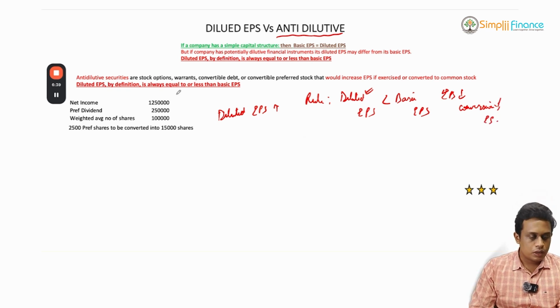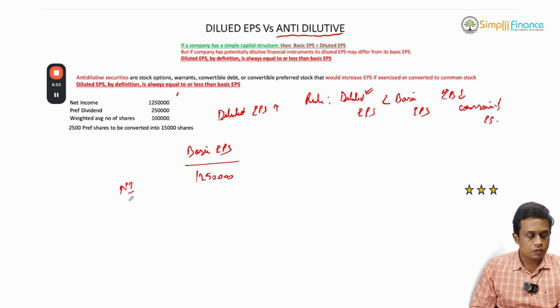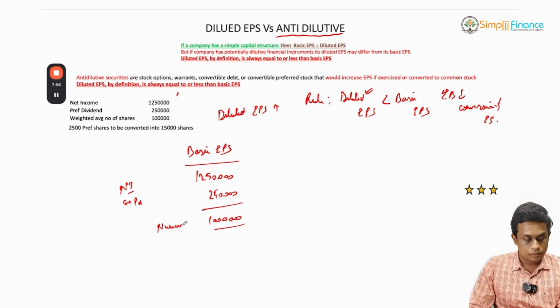Now we have one small example for us to explain this concept. So let's first find the basic EPS. In the basic EPS, we have a net income of 1.25 million, and you had preferred dividends of 250,000. So the numerator was a million, and the denominator, that is the weighted average number of shares, was 100,000. So the basic EPS comes to 10.